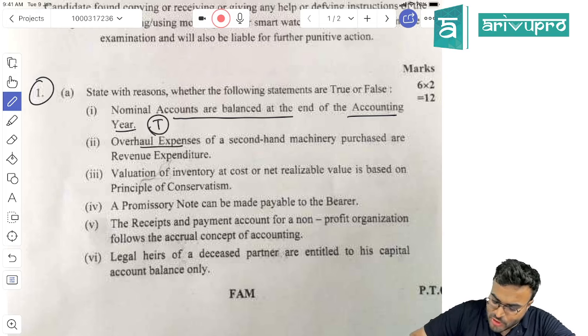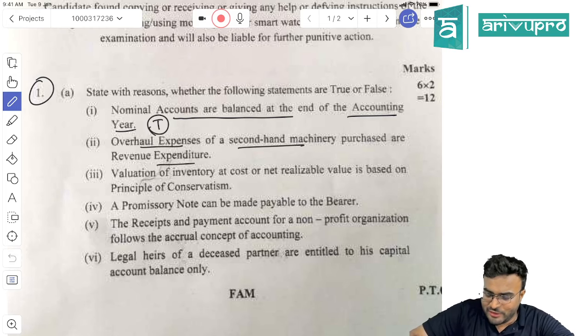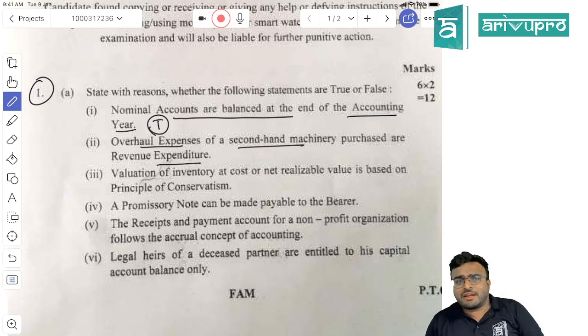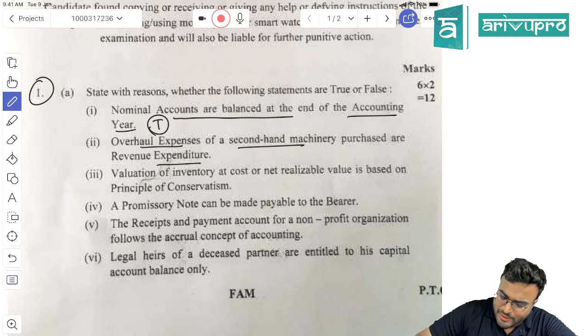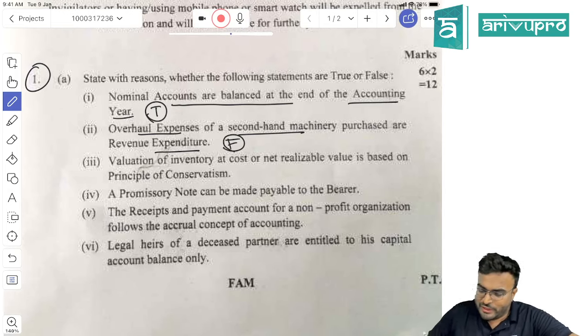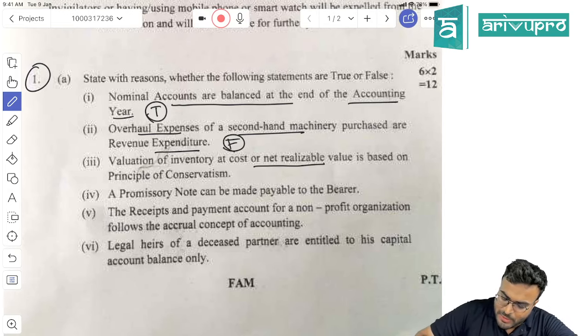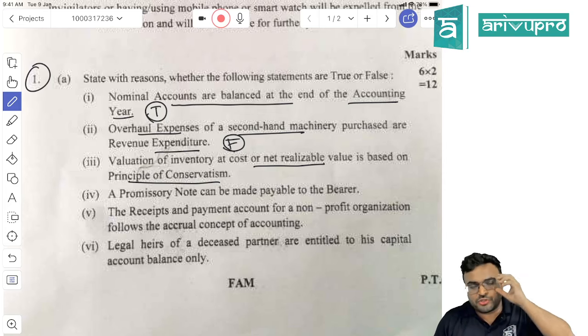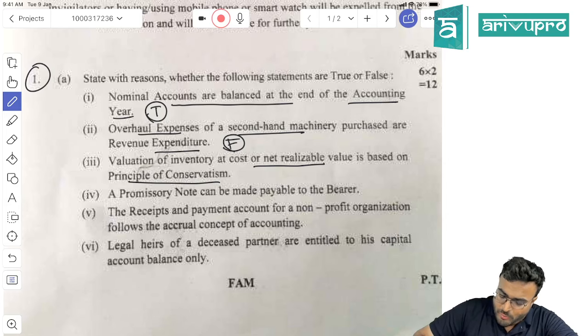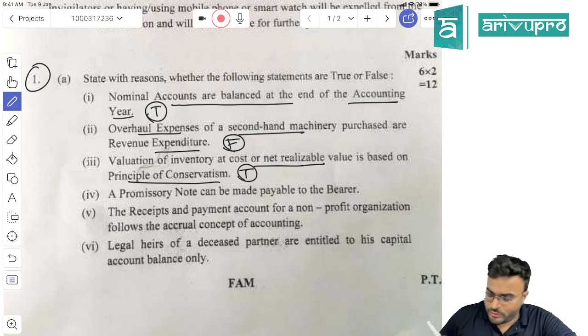Overhaul expenses of second-hand machinery purchased are revenue expenditure. When you purchase second-hand machinery, whatever expenses are there are actually considered as capital expenditure. So this is false. Valuation of inventory at cost or NRV is based on the principle of conservatism. Conservatism tells you to be prepared for future losses. So obviously this is true.